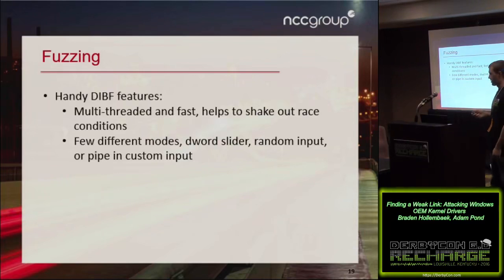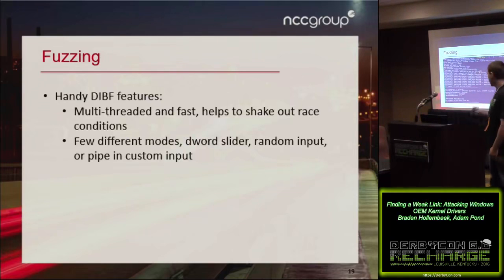But one nice feature it has is you can hook it up to a named pipe and feed it data from a smart fuzzer. So if you want to take something like Peach and make a Peach Pit with a smart generational fuzzer, because you know what the input type is, you can take that and hook it into DIBF to take advantage of the rest of DIBF's features. So it's nicely extensible in that way.